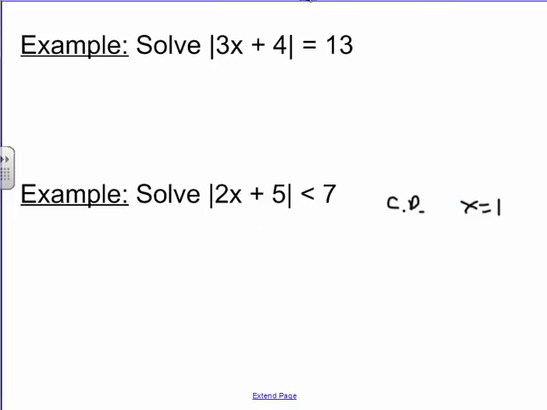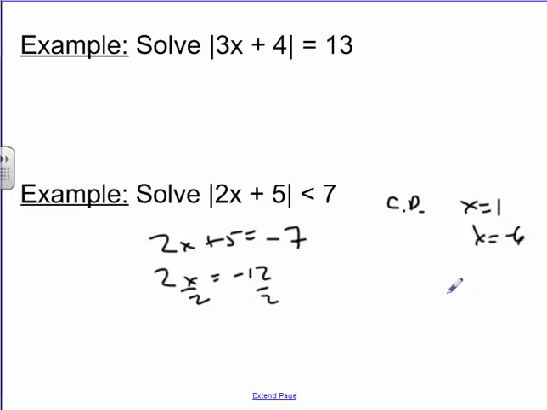But there's another critical point. What if 2x plus 5 was supposed to equal negative 7, but it didn't equal negative 7 because we just made it positive? Well, then 2x would equal negative 12. So I've got a couple of critical points here, one at 1 and one at negative 6.